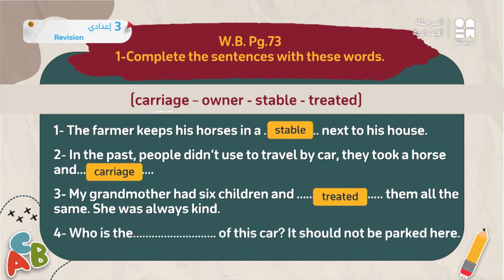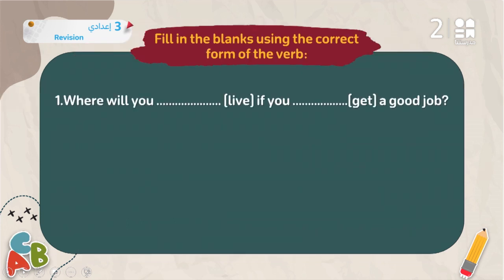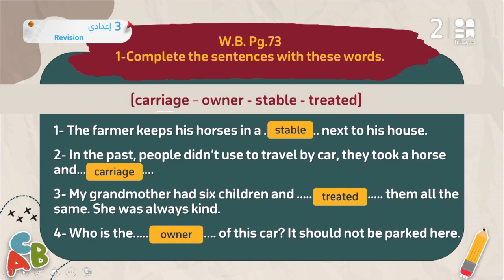Number 4, who is the space of this car? مين هو صاحب العربية دي؟ It shouldn't be parked here. مش المفروض تتركن هنا. يبقى who is the owner of this car? Owner of the car.